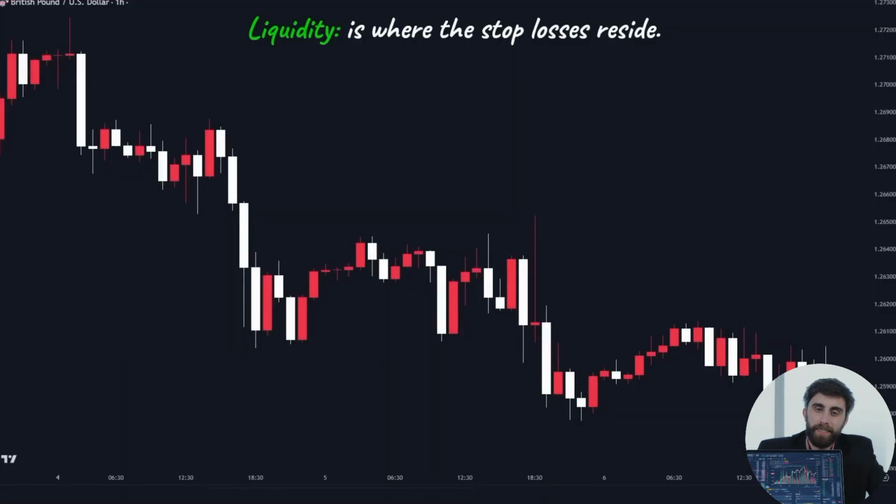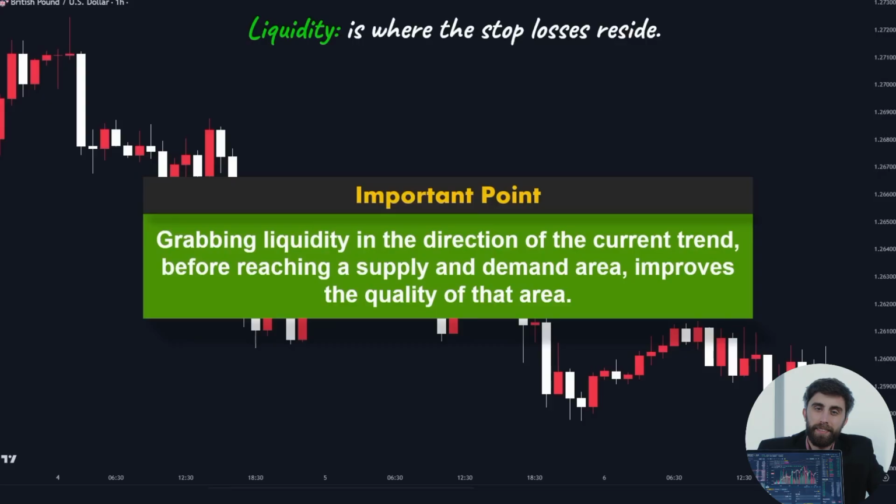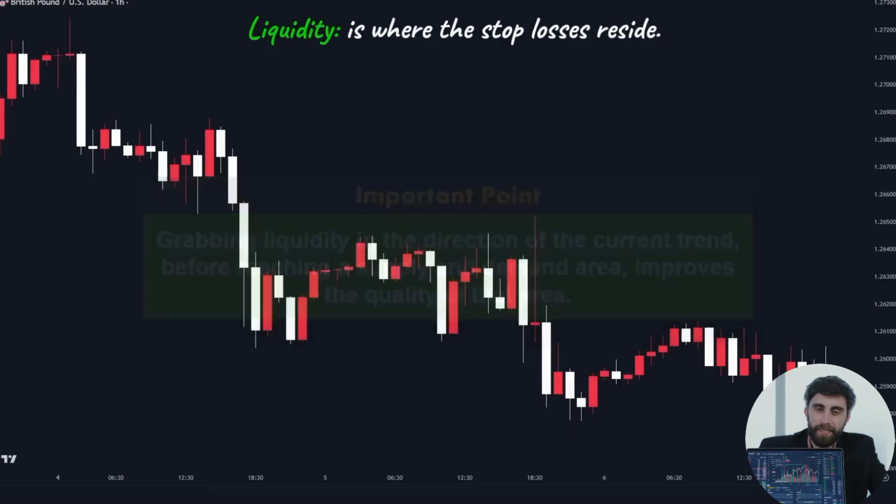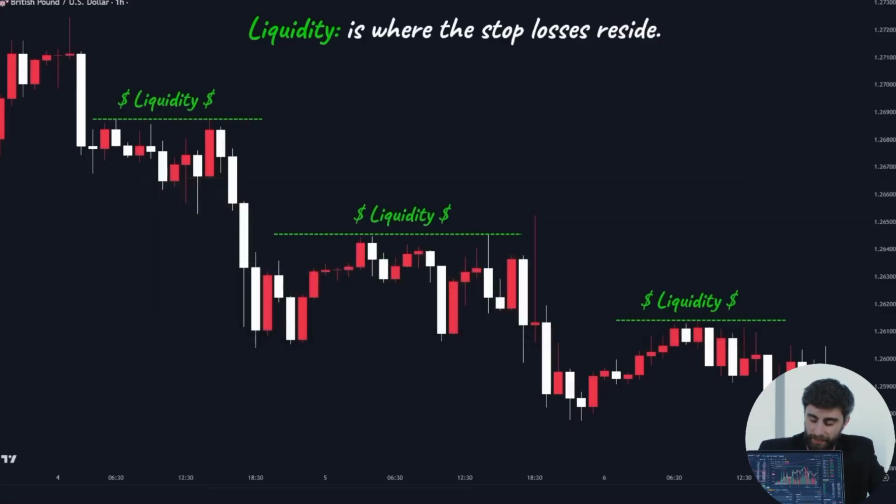Liquidity is where the stop losses reside. Combining the liquidity concept with order blocks enhances our understanding of market dynamics and provides valuable information for strategic decision-making. Grabbing liquidity in the direction of the current trend before reaching a supply and demand area improves the quality of that area. There are 3 common liquidity grab patterns that happen every day on the chart. Forming each one before reaching our order block increases the chance of success for our trade.